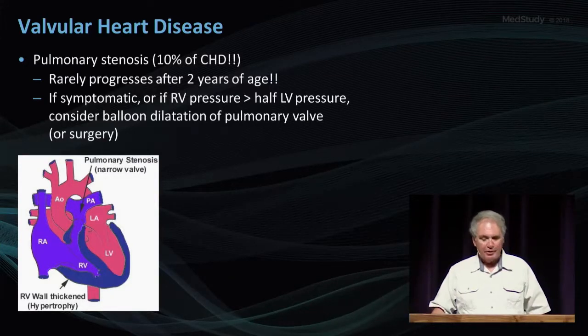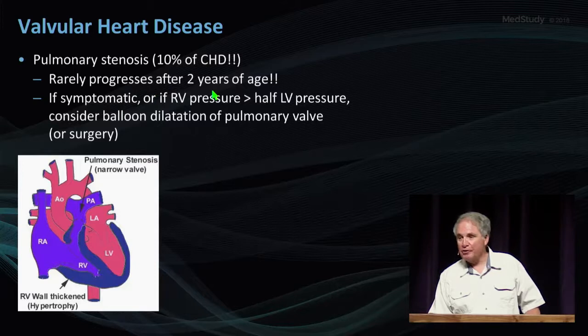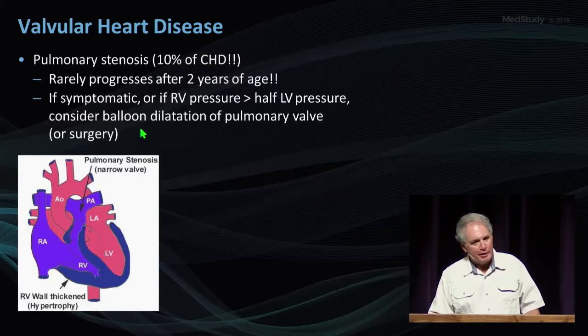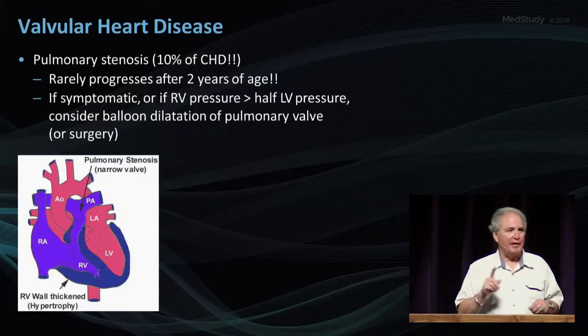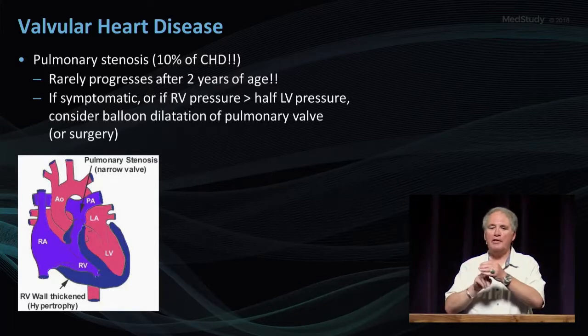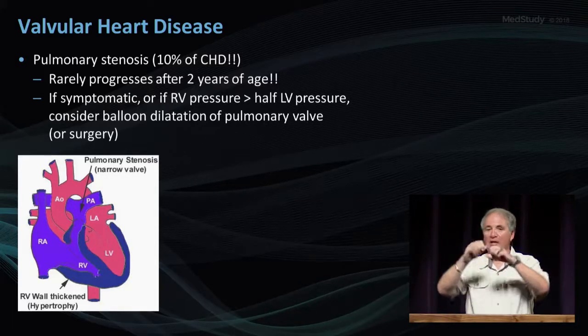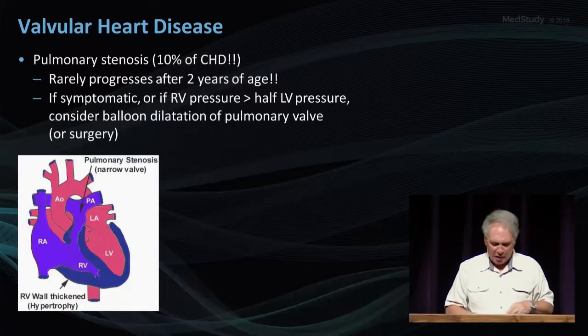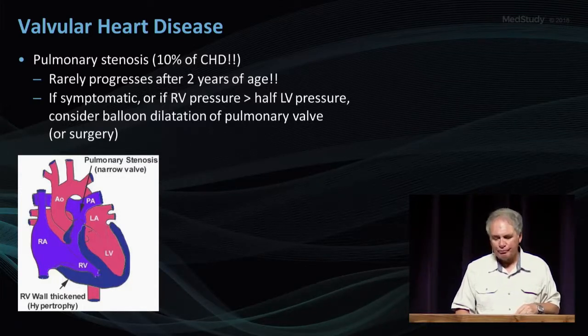Okay. Interestingly, pulmonary stenosis rarely progresses after 2 years of age. So if you have mild pulmonary stenosis at age 2, you're probably going to have mild pulmonary stenosis at age 22. Okay? If symptomatic, or if the RV pressure is greatly elevated, more than half of the left ventricular pressure, consider intervention. And yes, surgery is an option, but we're also very good in the cath lab taking a balloon, placing it across the pulmonary valve, and opening up that stenotic pulmonary valve.